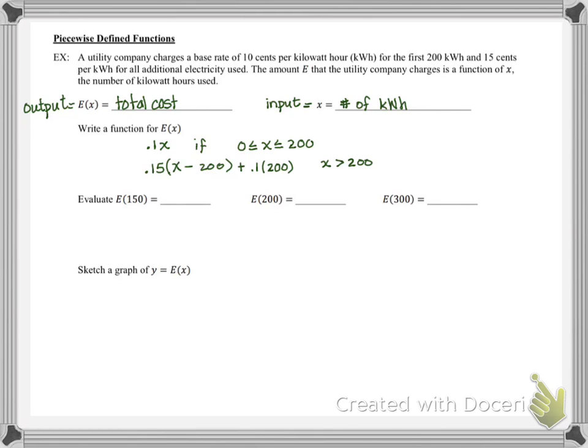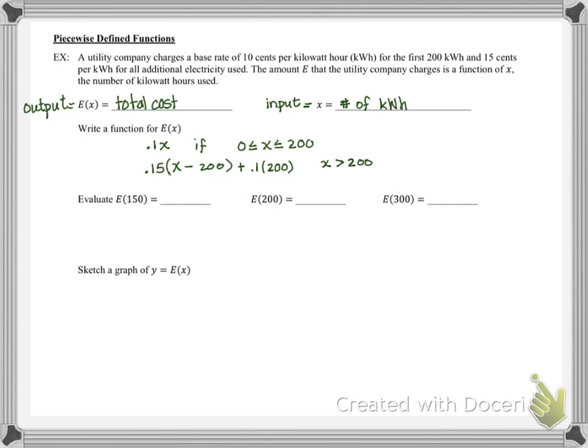So we have two perfectly good models that will give us accurate answers, but neither of them will always give us an accurate answer. One of them will give us an accurate answer up to 200 kilowatt hours, and the other one will give us an accurate answer after 200 kilowatt hours. So this is what we call a piecewise defined function. It's a single function. It relates a single input and a single output and describes a single situation or relationship. But the rule that you use to calculate your output is different based on what your input is.